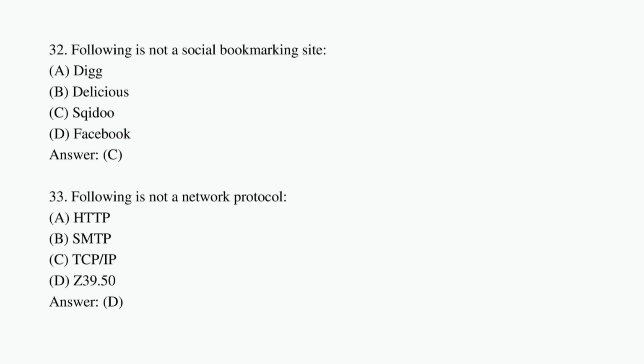Question number 32. Following is not a social bookmarking site. A. Digg, B. Delicious, C. Squidoo, D. Facebook. Answer C, Squidoo. Question number 33. Following is not a network protocol. A. HTTP, B. SMTP, C. TCP/IP, D is Z39.50. Answer is D.